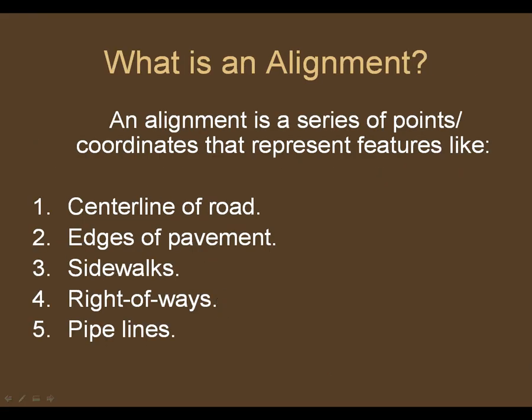Pretty much the answer of what is an alignment: an alignment is a series of points, coordinates that represent a feature. The main ones are the center line of the road, edge of pavement, sidewalk, right of way, but it can represent many other things, such as swales. It can go on and on forever. Pretty much anything you want to cut a profile for or label and length.